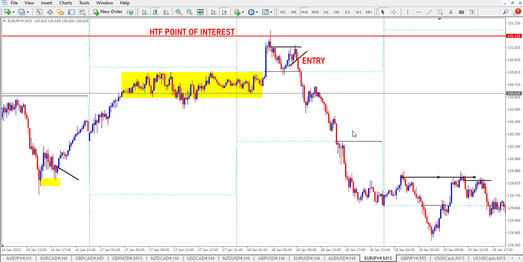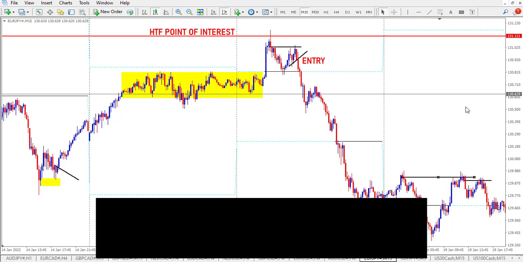So what guys you need to identify the point of interest. Number one, you need to be at a specific or at a significant high. That can be a daily high, a weekly high, a monthly high, for you to spot the high probability setups.